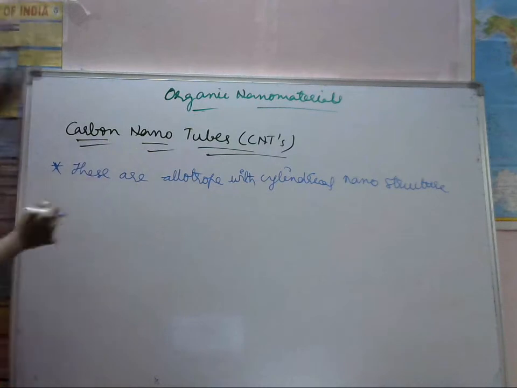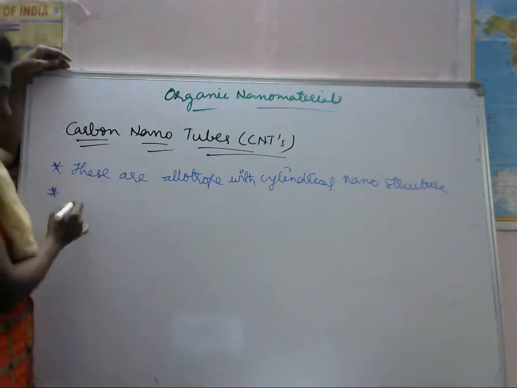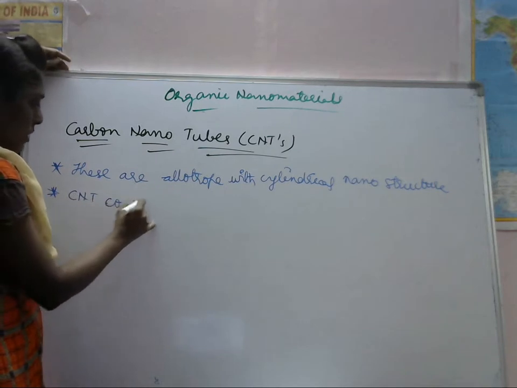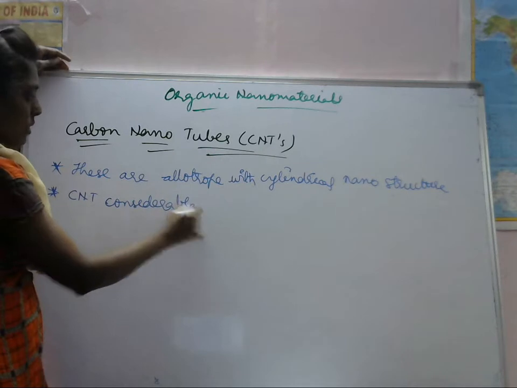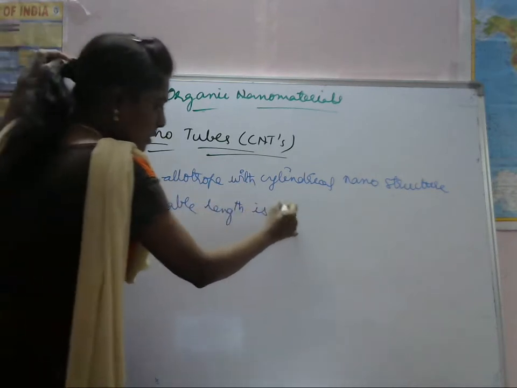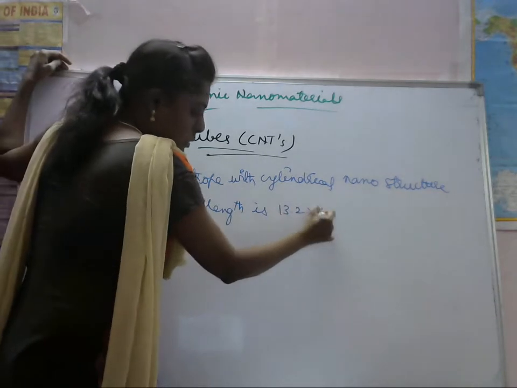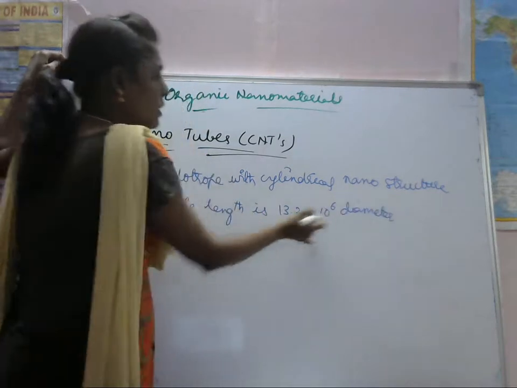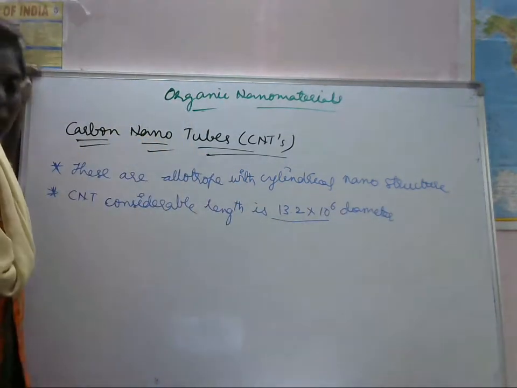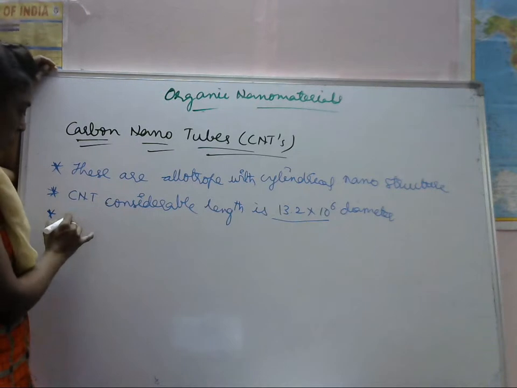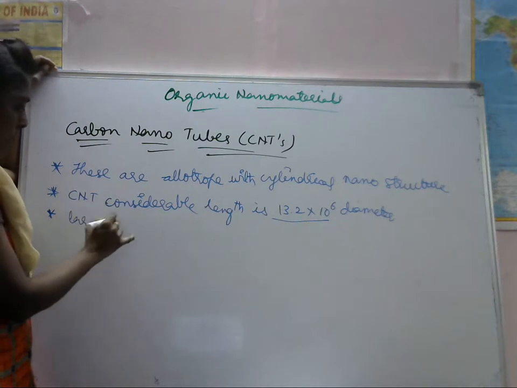Okay. So what is the length of this one? The CNT's considerable length is 13.2 into 10 power 6 diameters. So here these are significantly larger than other materials.